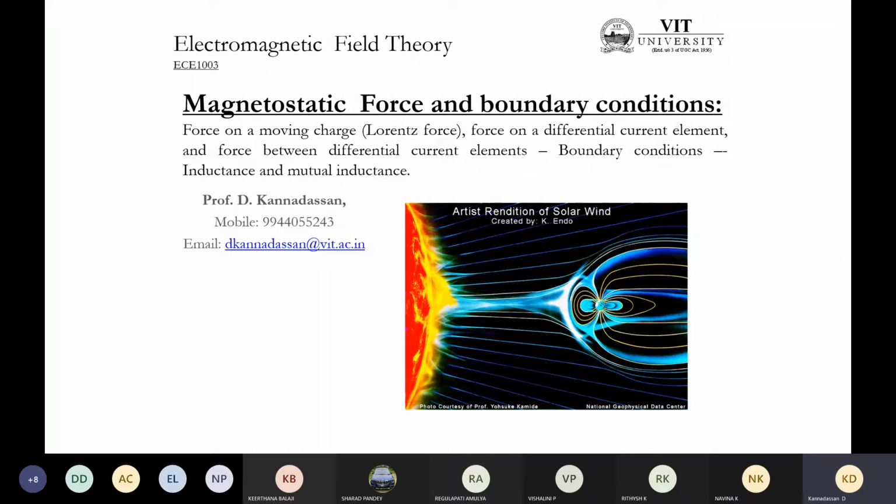We also studied how the magnetic field influences the direction as well as the velocity, and also the acceleration with respect to time. All these things we have already discussed at the point charge level. So in the next topic, we are going to see how the same force will act on a line charge or a surface charge.